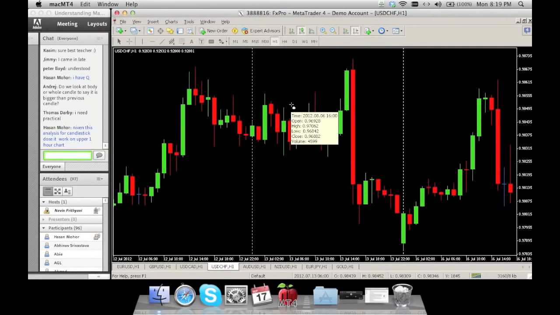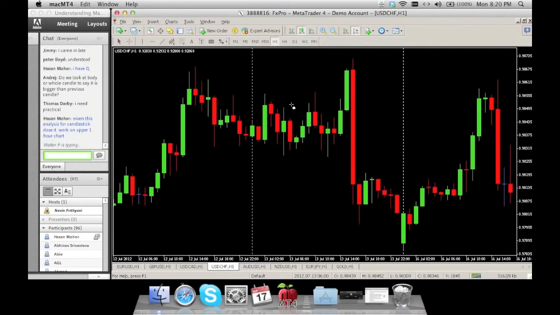Naveen, does this analysis for candlestick work on 1 hour charts and higher? It works on most charts, but stick to the 1 hour. It's safer, much safer. Trust me. 1 hour or higher, nothing below that. Anything below the 1 hour chart is like swimming with piranhas.